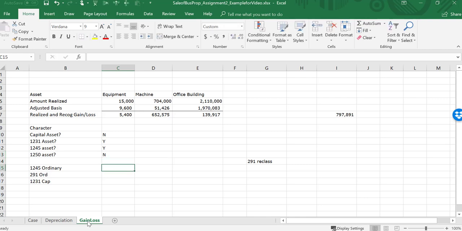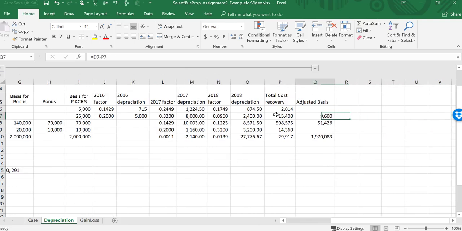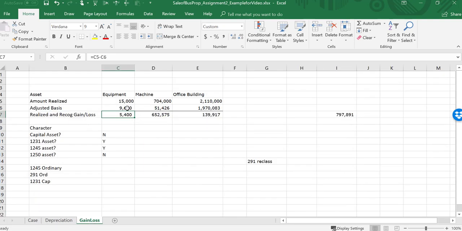Okay, so now I've identified this as a 1245 asset, and I know that I would need to recapture any of this gain as ordinary to the extent of the depreciation taken. So how much depreciation did I take on the equipment? In total, I took depreciation of $15,400. That means I would need to recapture all of this gain as ordinary. As a result, the character of that gain is completely ordinary. Okay, let's move on to the machine.